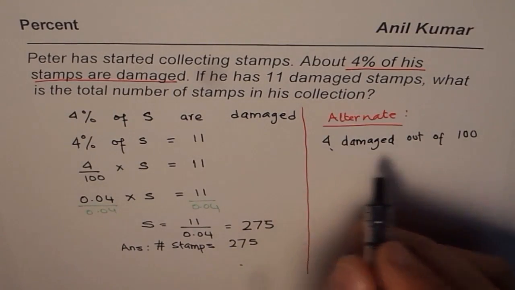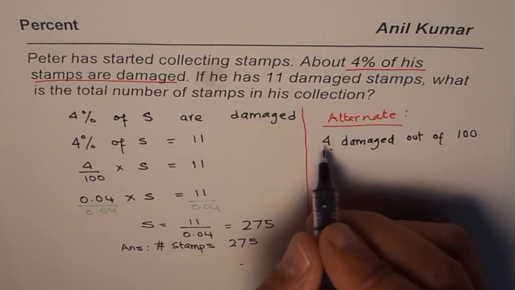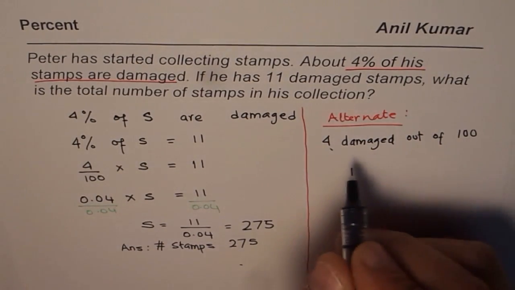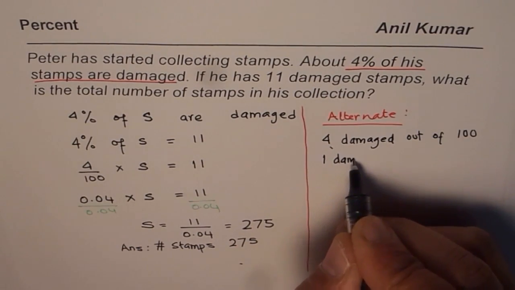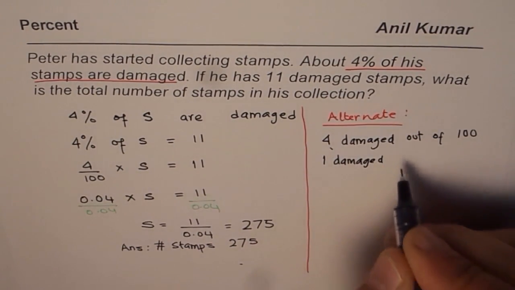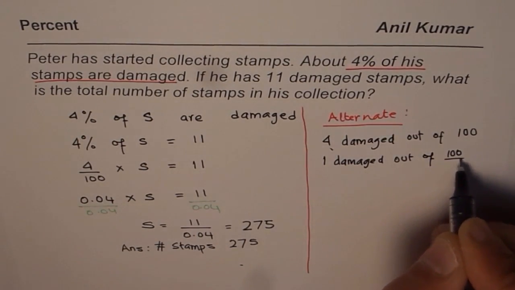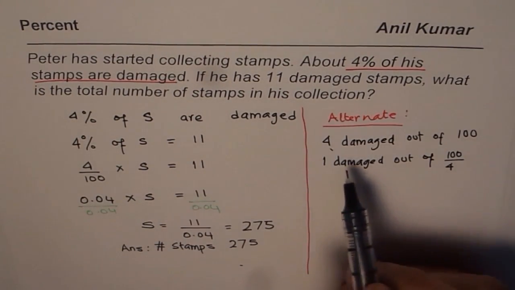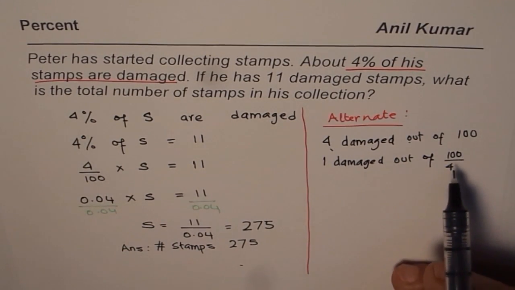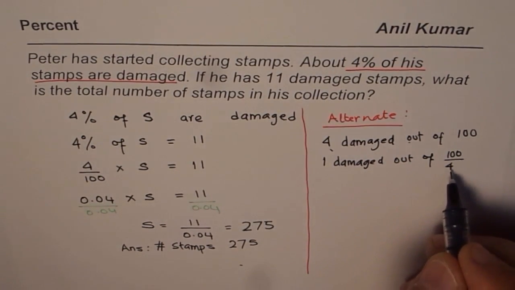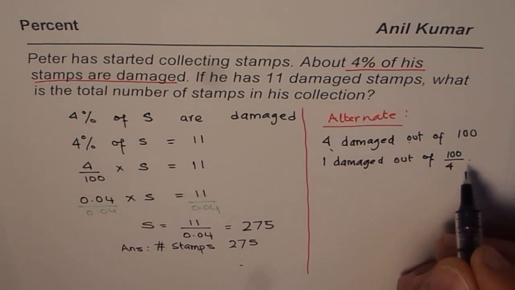So we can say in a different way. So 4 are damaged out of 100. 1 is damaged out of how much? So 1 damaged out of 100 divided by 4, right? So lesser, right? 4 are damaged out of 100, 2 out of 50, 1 out of how many? 1 out of 100 divided by 4. Is that okay? 100 divided by 4, which is 25.